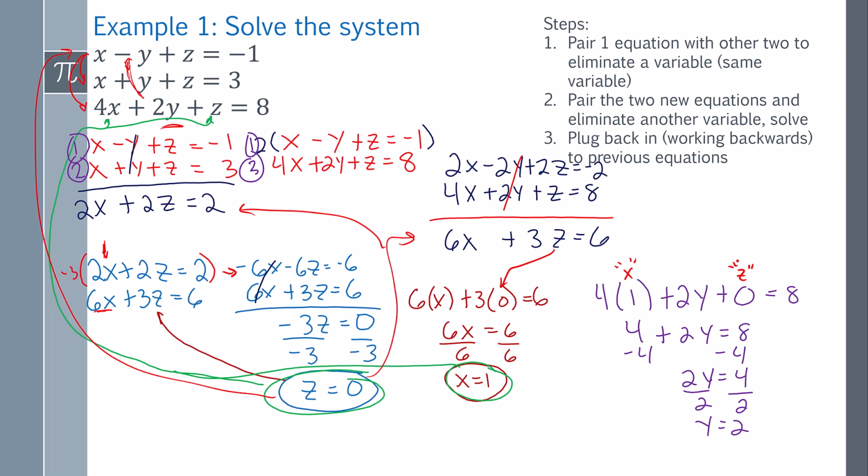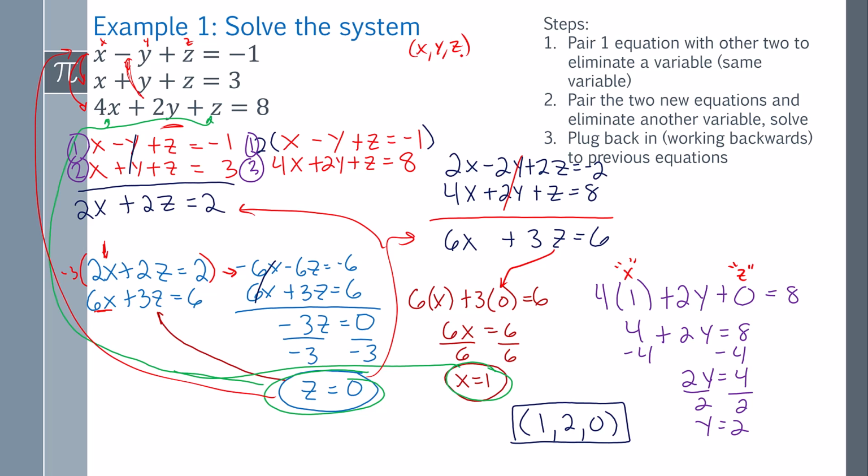Now we need to write it as a point because remember it intersects. So my point is going to be (1, 2, 0). Now the question is, how do I know which order? We'll just look at the equation. X, Y, Z. So that's the order in which you're going to put your point. X, Y, Z.